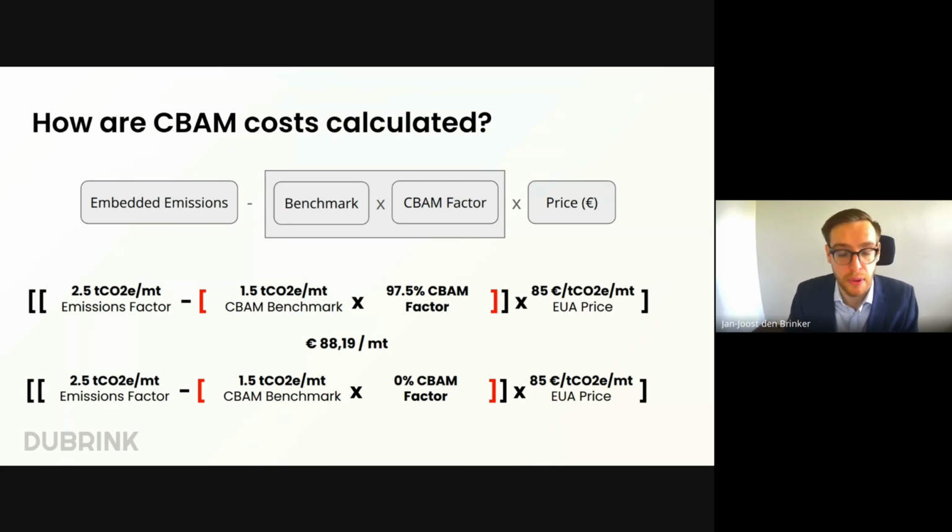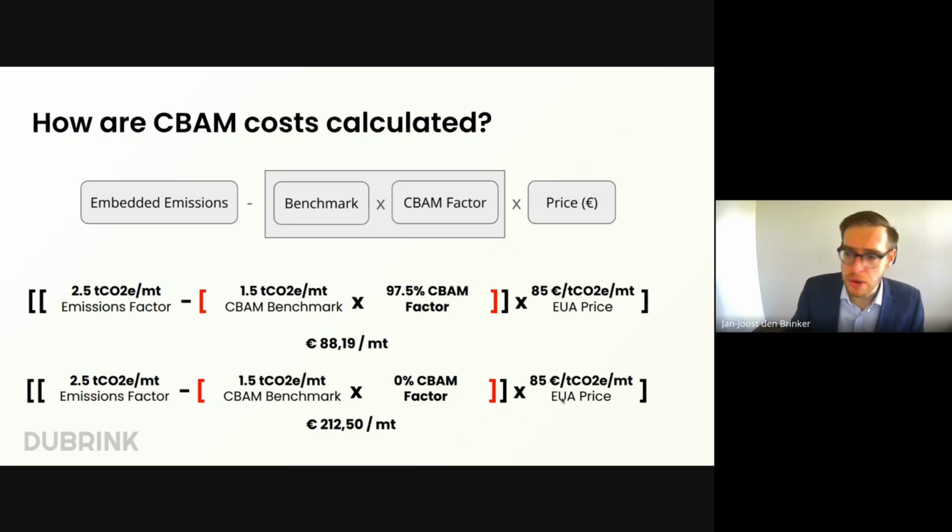Now, what is important to understand is that over time, the CBAM factor will go down. In 2034, 35, I don't remember exactly, it will be 0%. That means that between the brackets, you will multiply with 0. If you multiply with 0, everything between the brackets will be 0, meaning that you cannot subtract anything from the 2.5 tons, meaning that you would pay the full 2.5 tons of emissions against the price. That works out to 212.50 euro per metric ton.